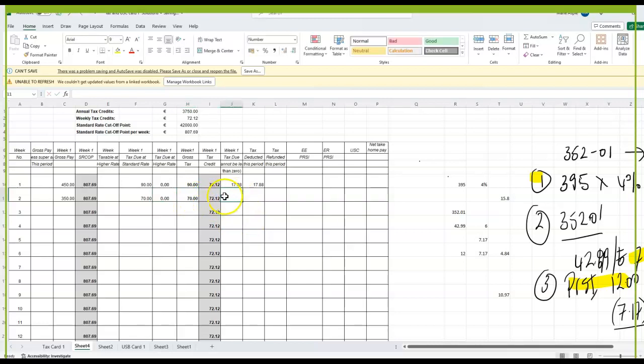I can't refund any of those, so I have more than enough credits to cover my tax due. This week I owe 0. I don't make a comparison to see can I claim that back. I simply have no tax deducted from my wages this week.